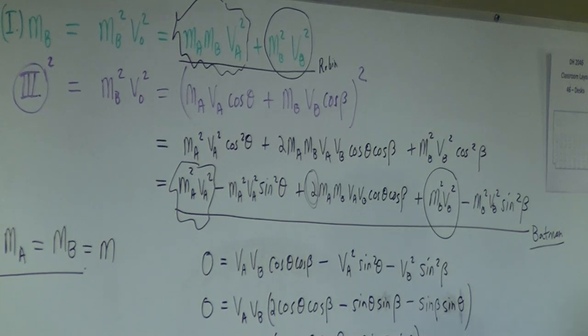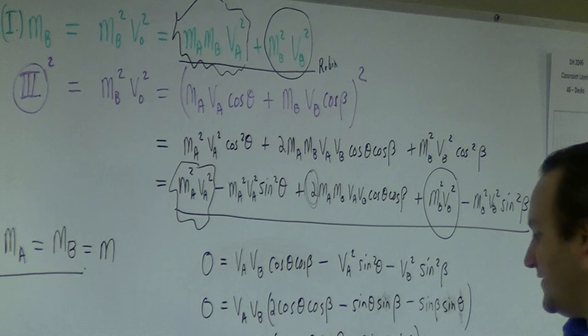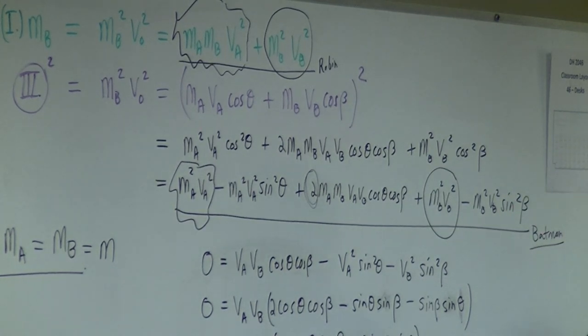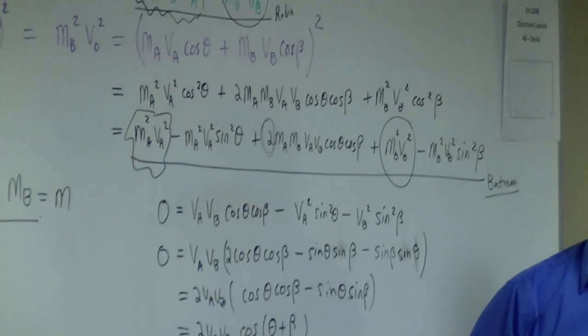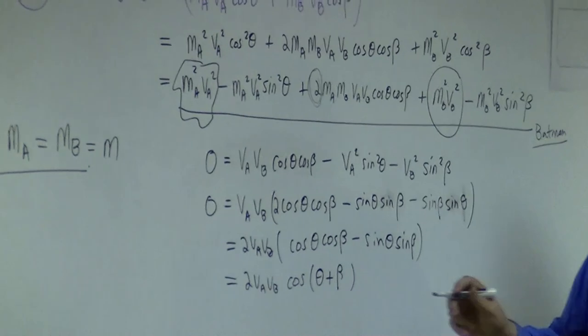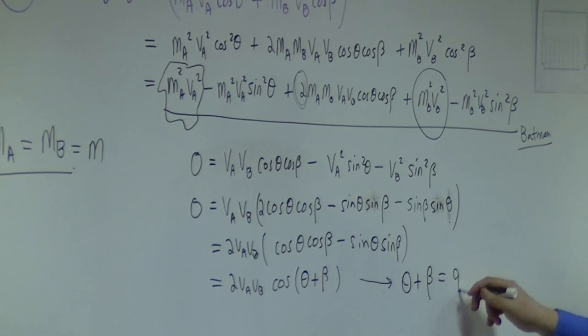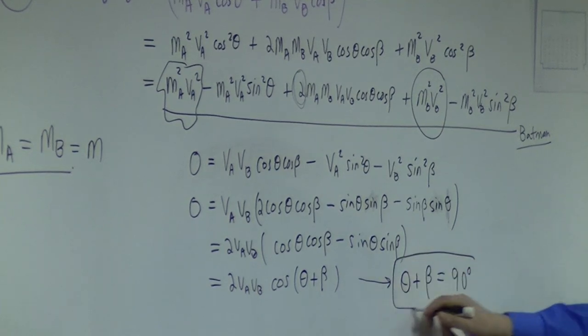What is this? Theta plus beta. Right. Adding angles identity for cosine. How can cosine be zero? The velocities aren't zero. How can cosine of theta plus beta be zero? Theta plus beta equals 90 degrees, which is what we claim.